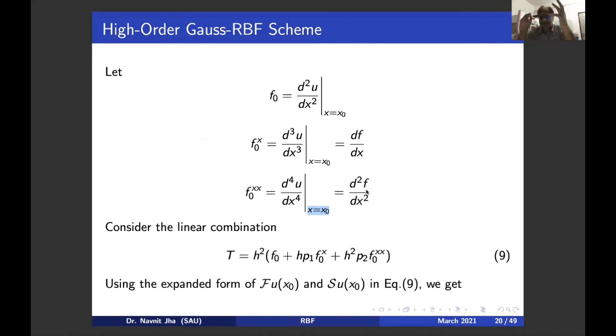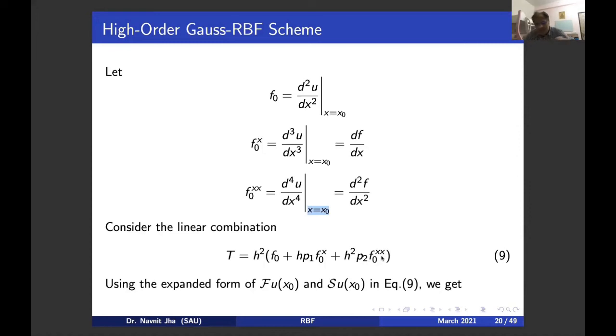So three quantities are available to us: f0, f0x, and f0xx. Using these three quantities, I am going to formulate a linear combination. The linear combination looks like this: T equals h square multiplied by f naught plus h p1 f naught x plus h square p2 f naught xx.